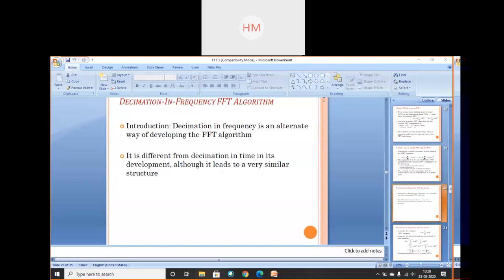So we are starting. Next algorithm, DIT. We have studied. Now DIF, FFT, decimation in frequency FFT algorithm. FFTs are the fast Fourier transforms. There are so many advantages over DFT, and we have seen them very easily. We have simplified numericals also. Now, what do you mean by decimation in frequency?